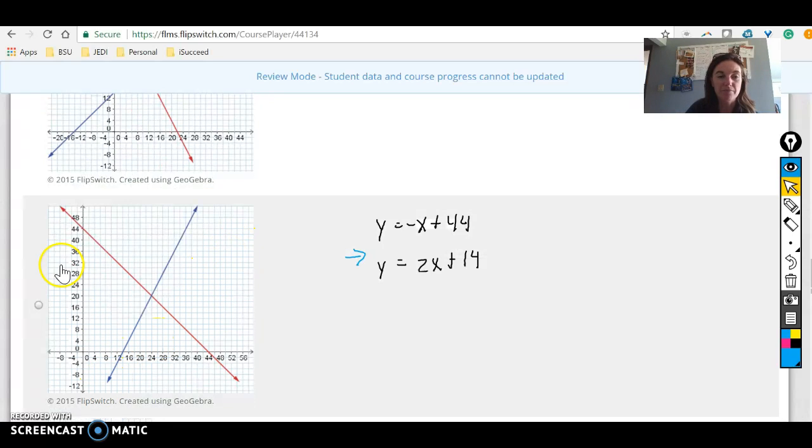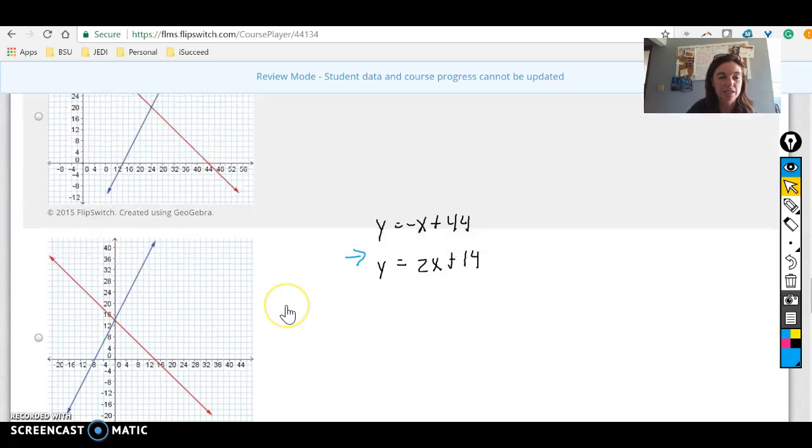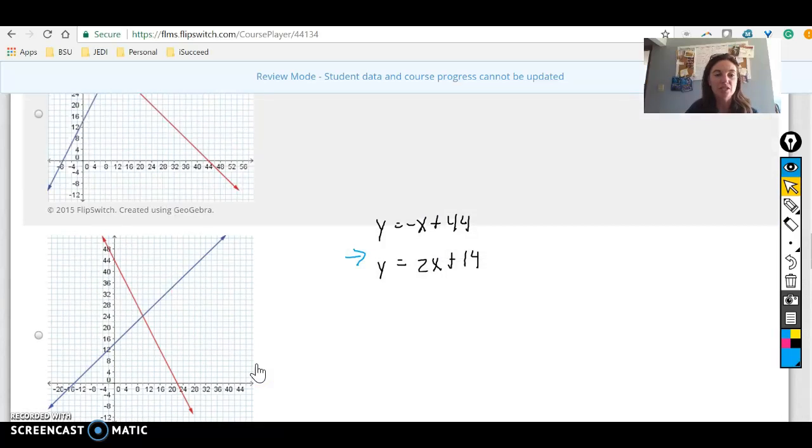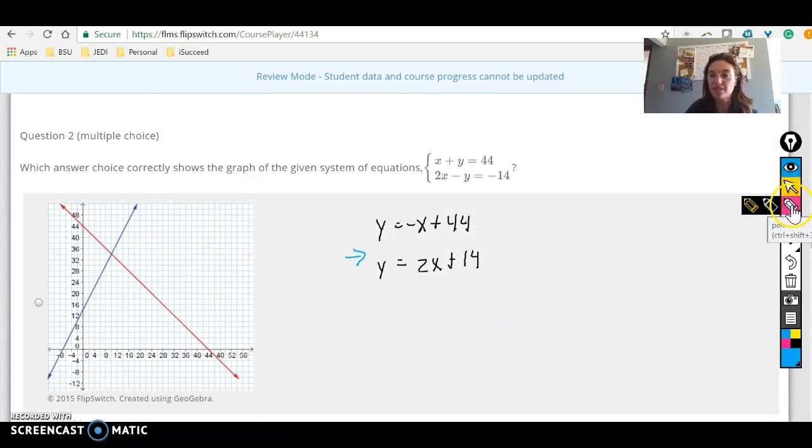This third graph, the blue line is crossing in the wrong place altogether. It's crossing the x-axis at 14. It should be crossing the y-axis at 14. And again, the fourth graph, the red line should be crossing at 44, not at 14. So it looks pretty safe to say that this first graph, where I've got a steep blue line, a shallower red line, and I'm crossing at 14 and 44, is going to be my right answer here.